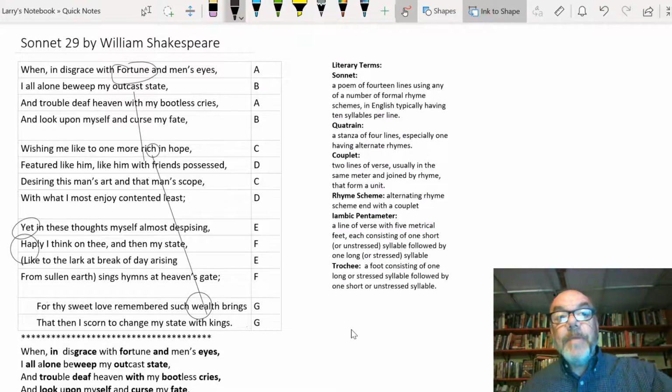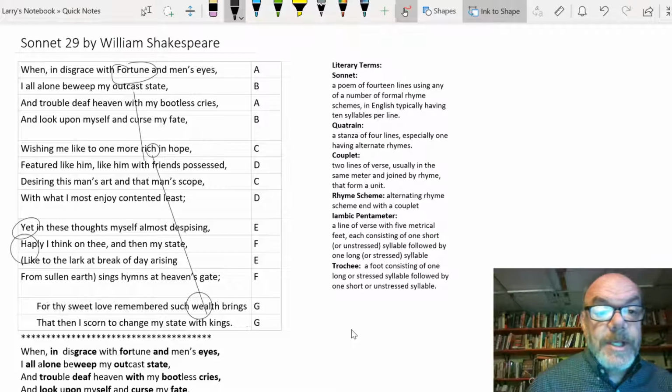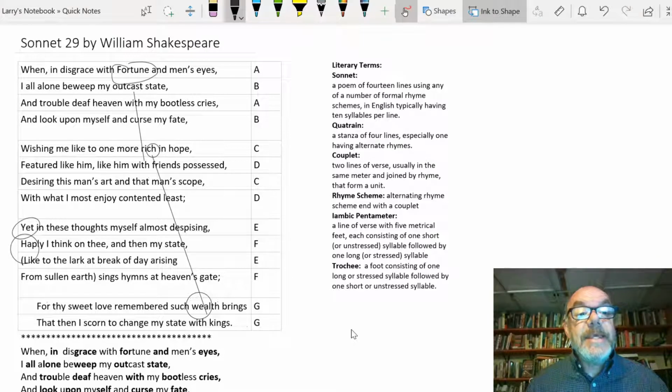I think I'm in an outcast state. I think that my cries are bootless. I think that other people have this. But truly, I think on thee. I think on thee. All is good. So it is, as I said, a wonderful love poem by Shakespeare.